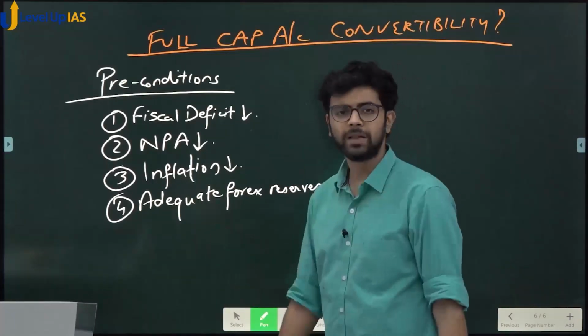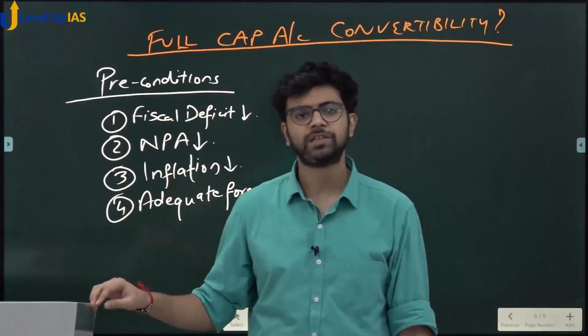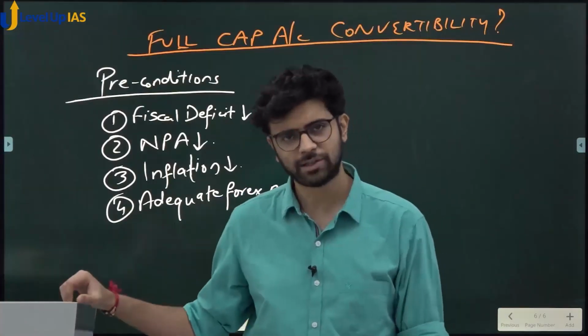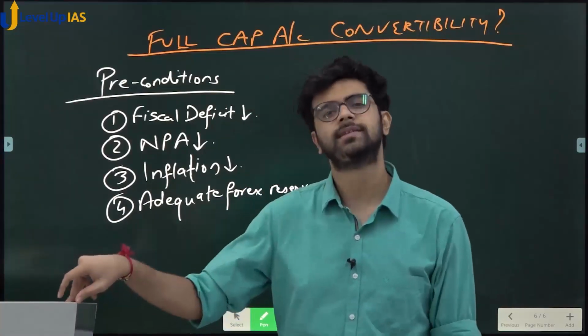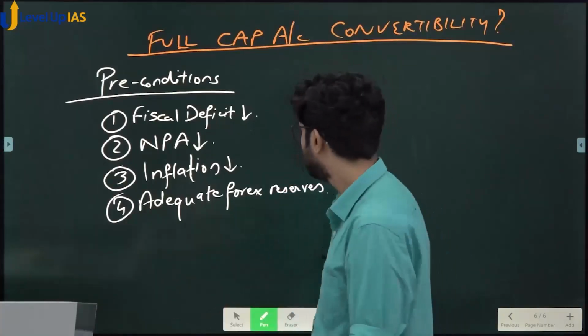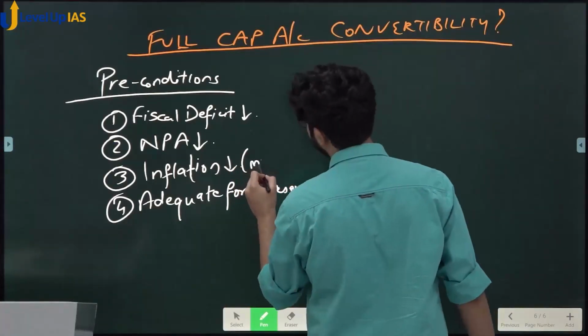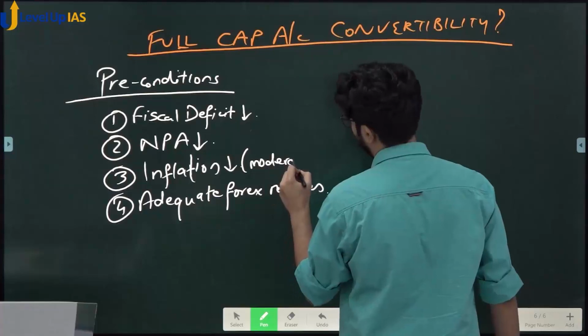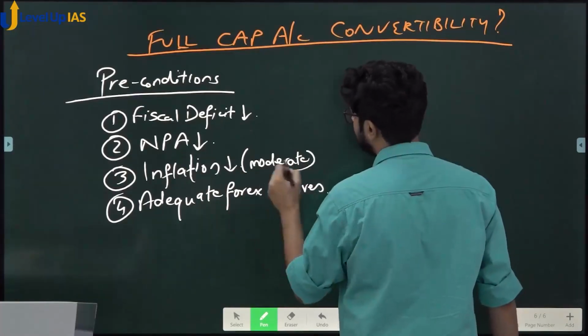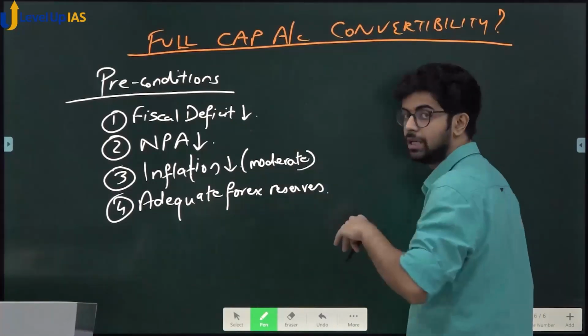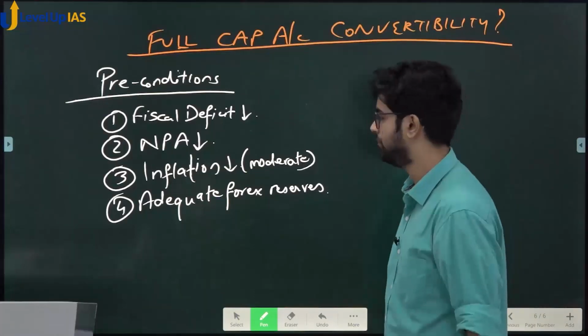Inflation low, what does that mean? We have seen in the inflation chapter that some inflation is actually good, some inflation is necessary for the economy. So what does low mean? I would just write that moderate is okay. When I'm saying low here, it doesn't mean too high. I'm just saying a moderate level of inflation.